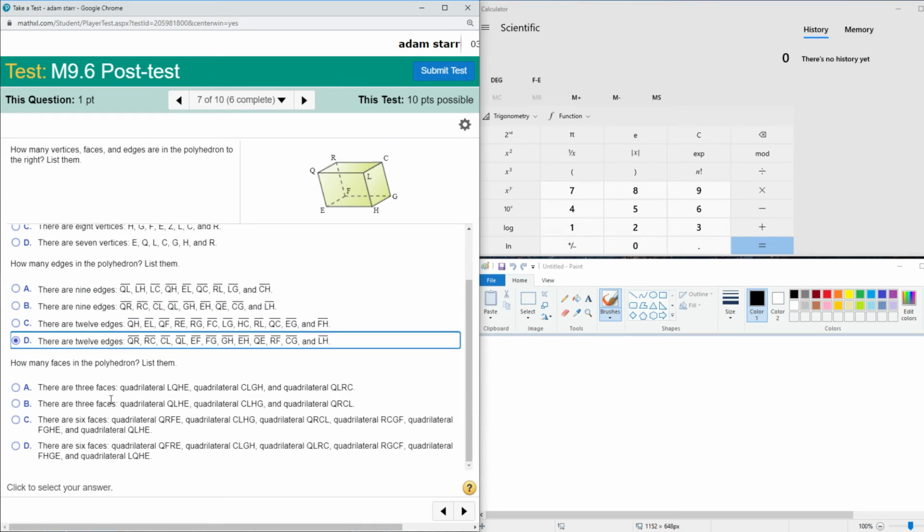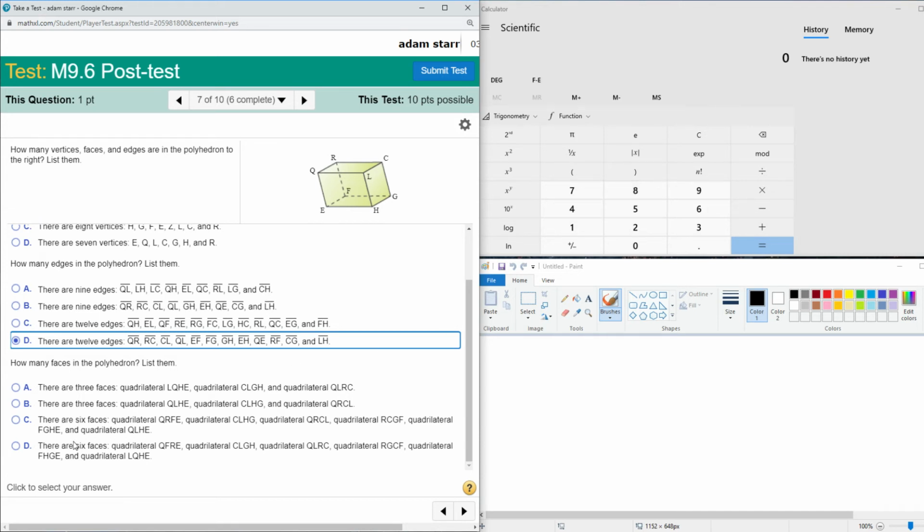And then the next question is asking how many faces there are, either 3 faces or 6 faces. There are going to be 6 faces here. We have 1, 2, 3, 4, 5, 6 behind it. There are 6 faces.